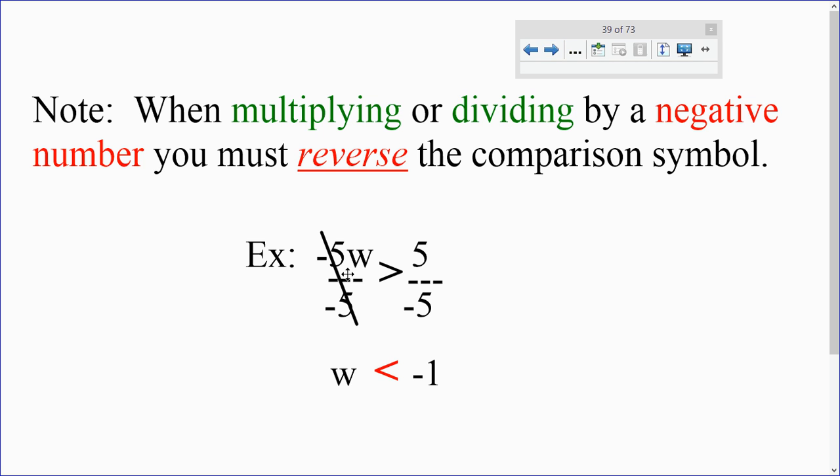So here we have example negative 5w greater than 5. If we divide both sides by negative 5, the negative 5's cancel out over here on the left, and 5 divided by negative 5 is negative 1. But remember, we don't use the greater than symbol, we reverse it, and we have w less than negative 1. So reverse that symbol when you divide or multiply by a negative number.